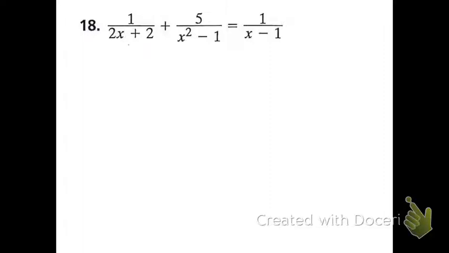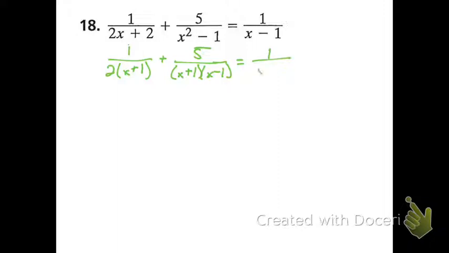All right, video number 2, solving rational equations that aren't proportions. Here, I'm going to go ahead and just factor, just to see what I got going on here. Factor the 2 out of the denominator. I have x plus 1 left over. This is 5 over. Now, this is a difference of 2 squares, so x plus 1, x minus 1. And then here, this is 1 over just x minus 1.